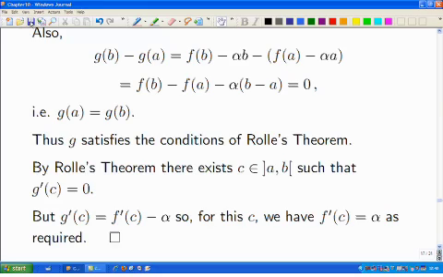Any questions about the proof of the mean value theorem? Okay. So we've had 3 serious, rigorous proofs. Let's see what you can do with these things.